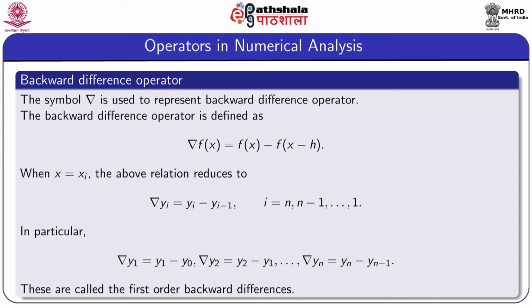Similarly, we can deduce the other first order differences, say nabla y_1 equals y_1 minus y_0, nabla y_2 equals y_2 minus y_1, and lastly nabla y_n equals y_n minus y_(n-1). So, these are the first order backward differences.